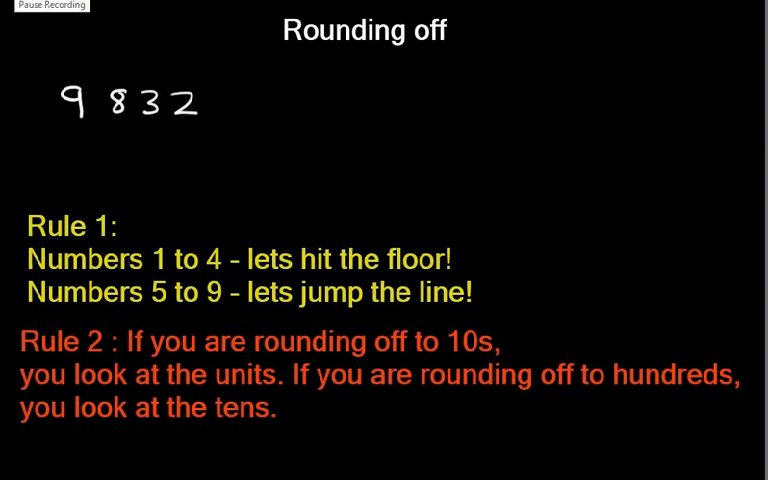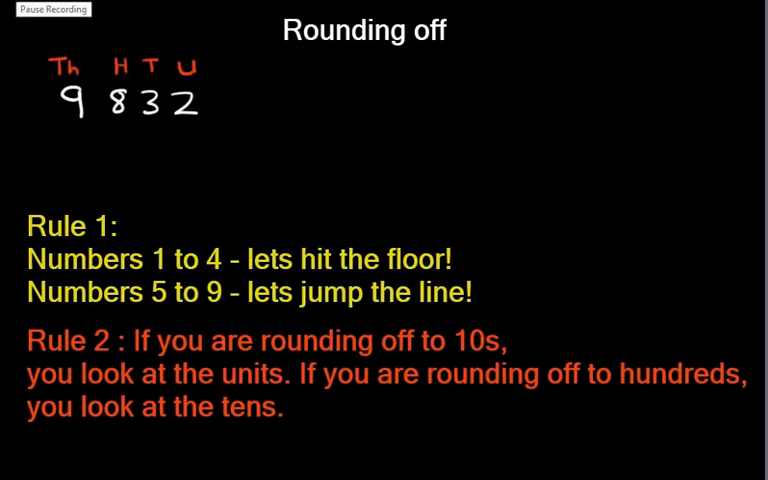Today we are going to be discussing rounding off. So let's look at the number 9,832. Now you may not be dealing with these big numbers, but let's look at our place values in the meantime. 9 is thousands, 8 is hundreds, 3 is tens, and 2 is units.